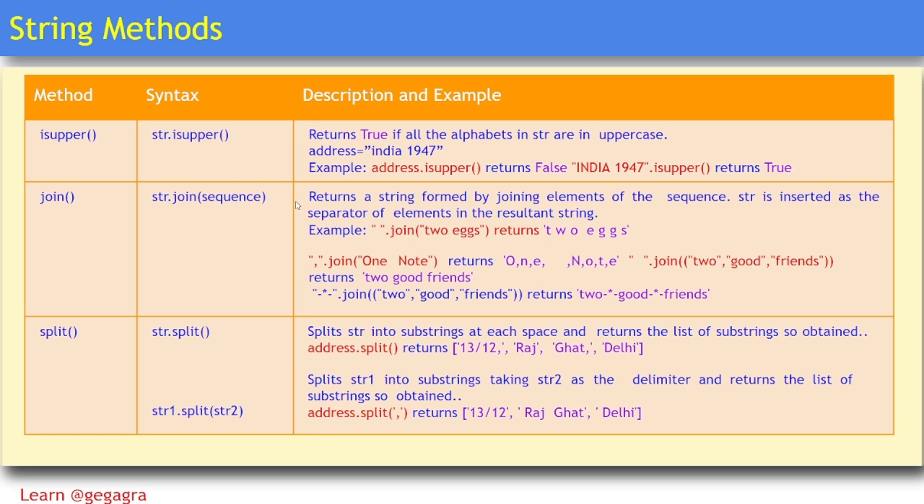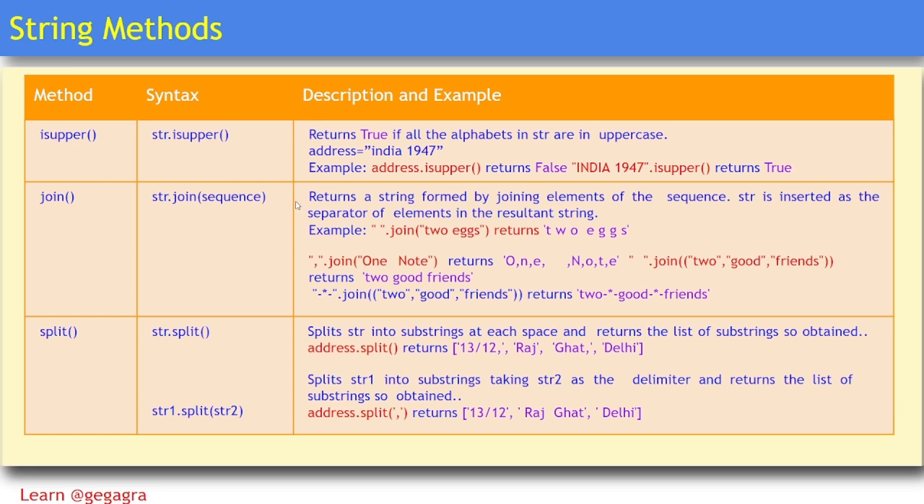And another example, if I join these three words, two good friends, here if you see, these words are separated by a comma, but when you apply this method with underscore asterisk underscore, which is a string, by this string I'll replace this comma. So when I join these three words, it will join like two, then underscore asterisk underscore good underscore asterisk underscore friends. So this is how we can join these three words.